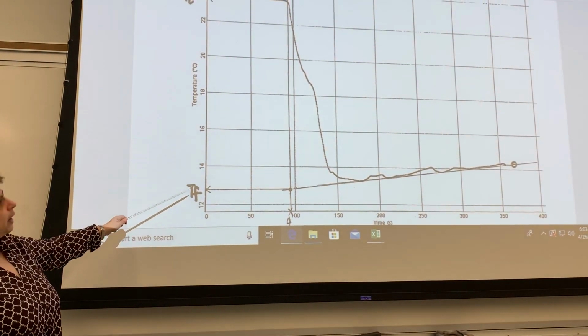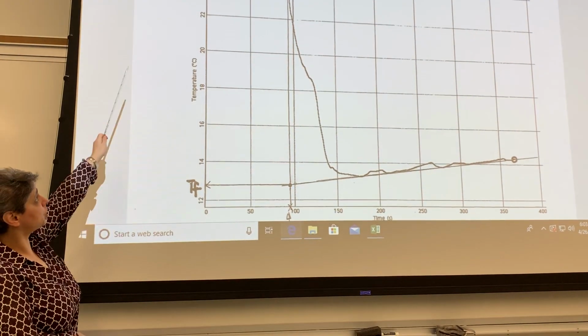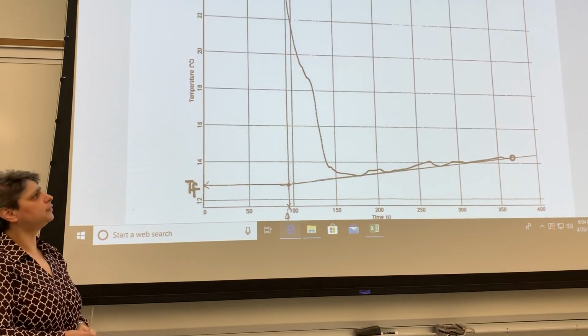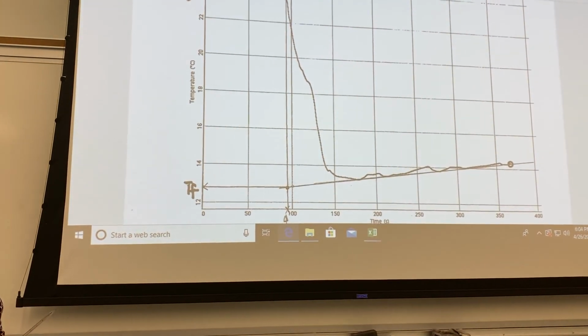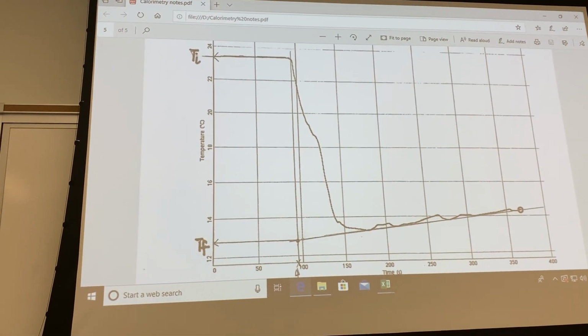So here, as we expected, delta T is going to be negative because final temperature is less than initial. Meaning that heat of solution is going to be negative, but enthalpy of solution must be positive.